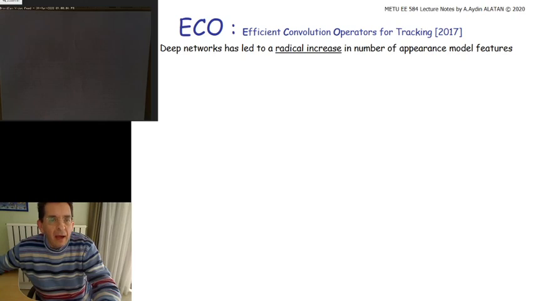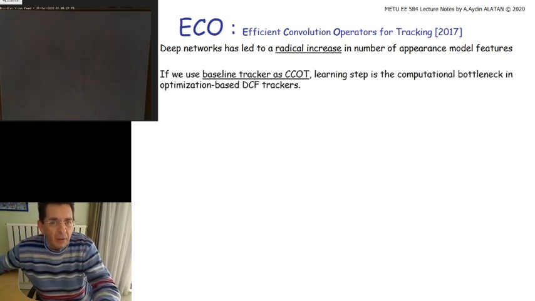Okay, these deep networks have led to a radical increase in the number of appearance model features, and we have lots of features. If you combine those features, they improve the result a lot. But in the meantime, it's becoming far away from real-time performance. This ECO tracker is basically an approach to solve this complexity problem. The baseline is CCOT. The learning step is the bottleneck.